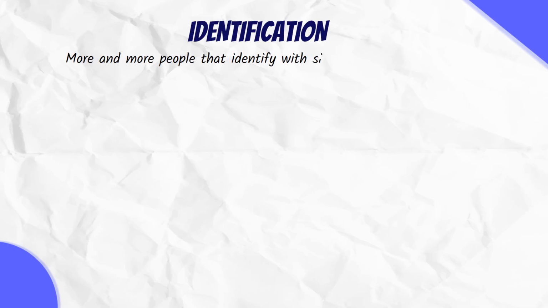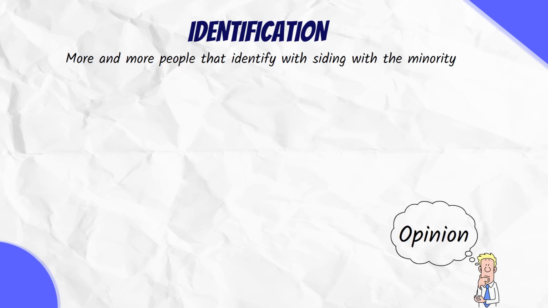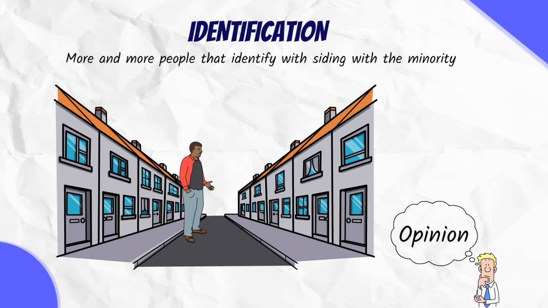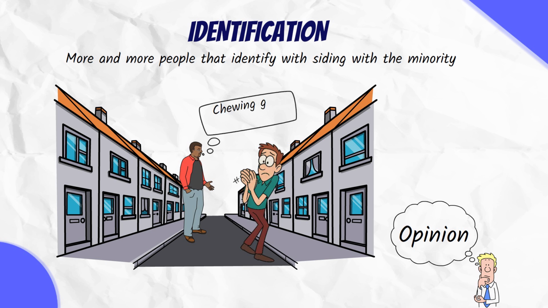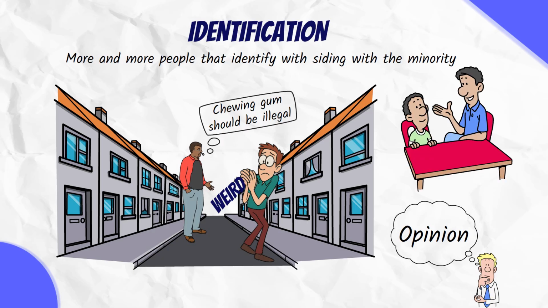Lastly, we have identification. As we see more and more people that identify with siding with the minority, we begin to open up our minds to that opinion. If a random person on the street who didn't look like you or didn't appear to be from your city came up to you with the idea that chewing gum should be illegal, you'd probably write them off as just a weird, strange person on the street. However, if your parents maybe said the same thing, you might at least hear them out.